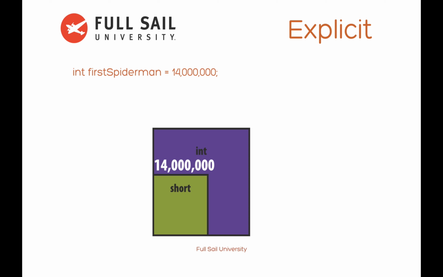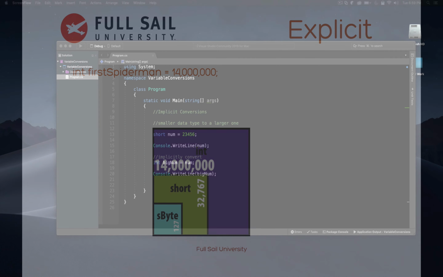The answer is not really the way you would think, because the maximum value of a short is only 32,000. So it would never hold the value of 14 million. The same goes for an sbyte, a signed byte, which only has 127. It's a little bit unusual, and we'll show you what happens to the number when it goes back. But first, I'm going to show you an example of an explicit conversion.